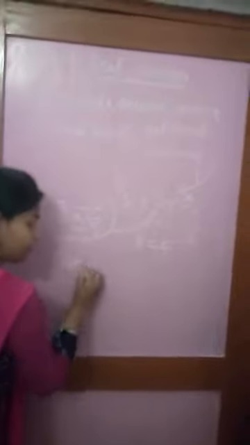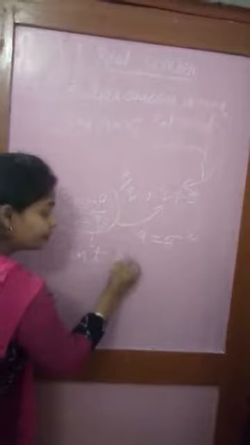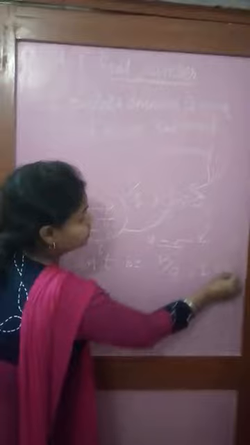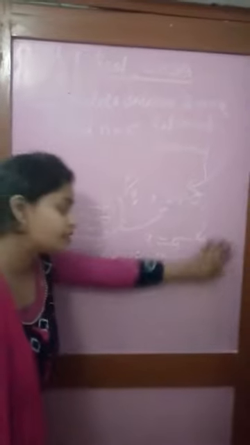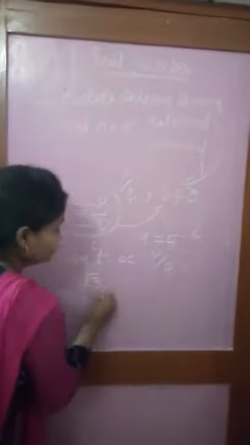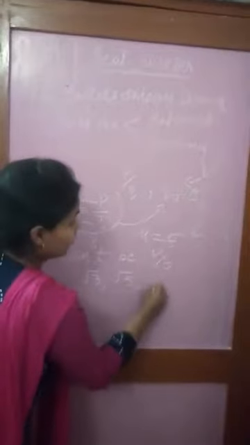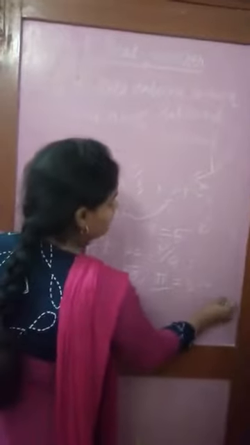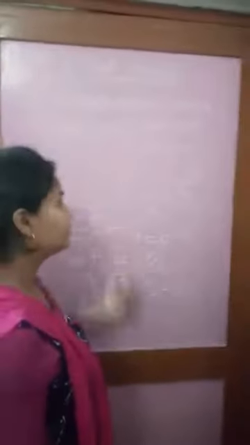And what is an irrational number? Irrational numbers are those numbers which can't be represented in the form of p by q. Let's take examples of irrational numbers: root 3, root 5, pi. And the value of pi is 3.14 and so on. This is the difference between rational numbers and irrational numbers.